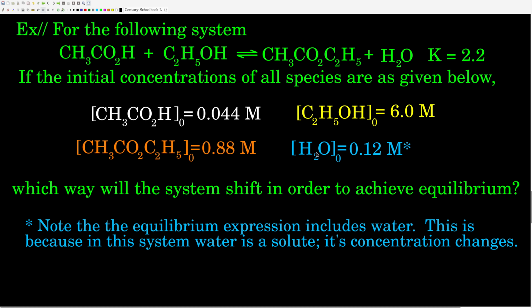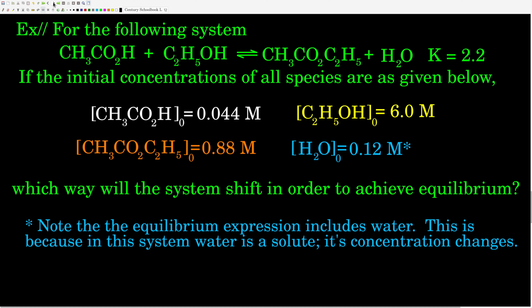Notice that usually when we have water as a reactant or product, we don't write it in the equilibrium expression because its concentration doesn't change. It's a liquid. Here, it's not the solvent. It's a solute, and its concentration will change, so we have to include it. So a question, guys, is which way is this system going to shift in order to achieve equilibrium, and why? Go ahead and figure that out. Basically, find the value of Q compared to K, and then see what happens. When you get an answer, come on back.